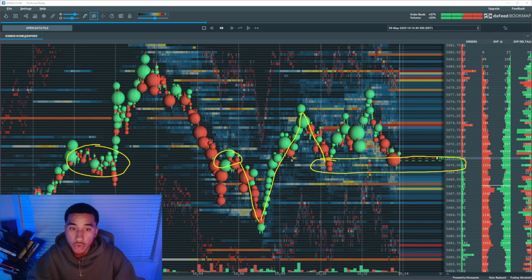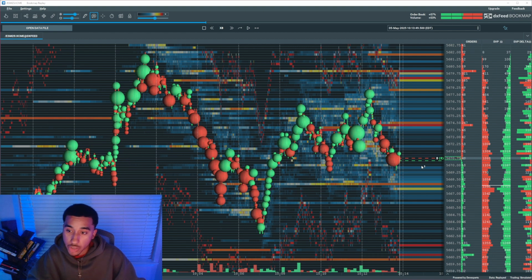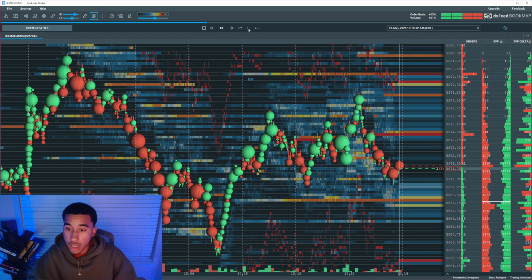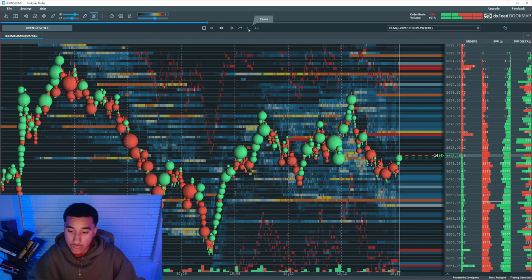So I had no problem with it. I'm already in profit, I'm green on the day. I don't mind risking a few, two to three points on a trade at 5671, stop at 5669 or so, for continuation back up to 5700, which was my initial target for the trade. So if we play this out, I get filled here at 10:14, so I'm in this trade.